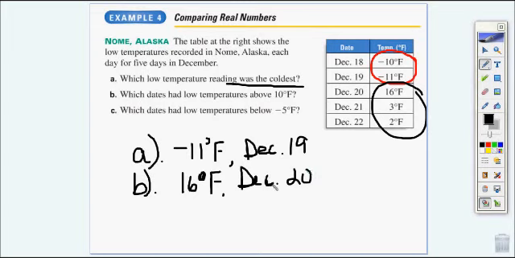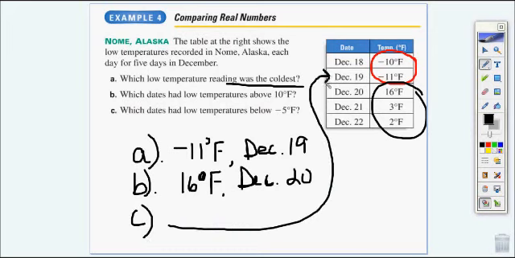And then my last one, which dates had low temperatures below negative 5 degrees? So for negative 5, we're going to look at the left side of the origin, and we're going to look at ones that are going to be further left. That makes them even colder. So for this one, I'm going to cheat a little here, and I'm going to say the negative 11 degree one and the negative 10 degree one. Save me a little bit with writing with the pen.